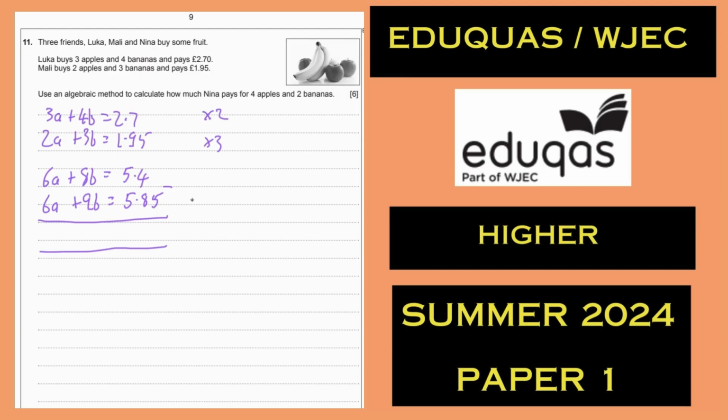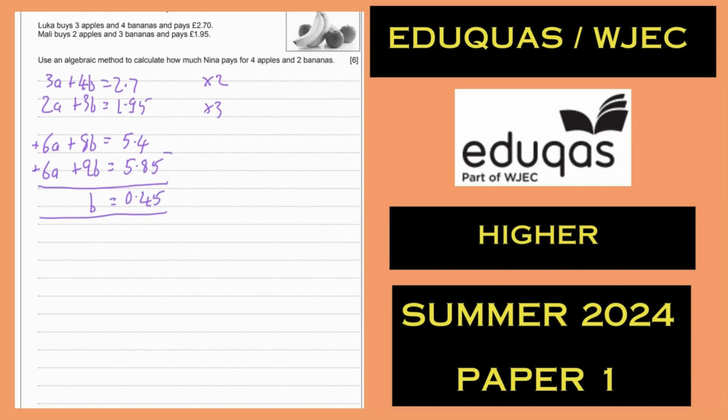Why is it a takeaway? Because we've made the A's the same, 6A in both. They're both positive, same sign, subtract. Bottom take away top, 9B take away 8B, 1B, and subtract those. We get 45 pence for a banana.